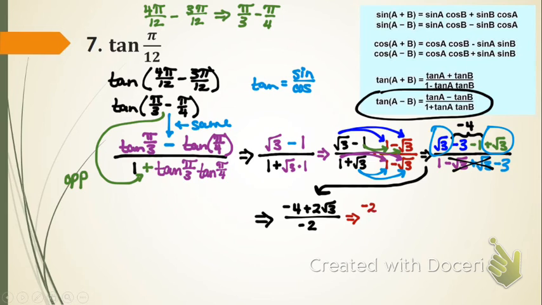So I'm going to factor a negative 2 out of my numerator. What would that leave me with up top? 2 minus radical 3 over negative 2. So my negative 2's cancel. And my final answer would be 2 minus radical 3. Woo! Do you guys have any questions for me on that?